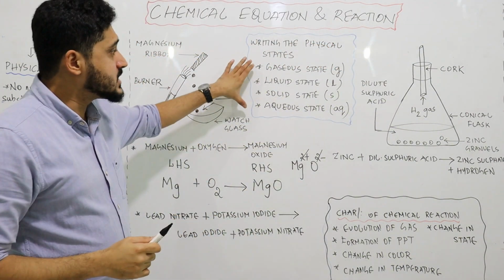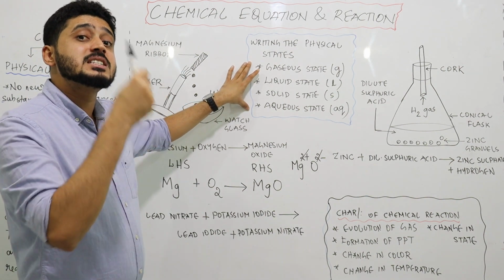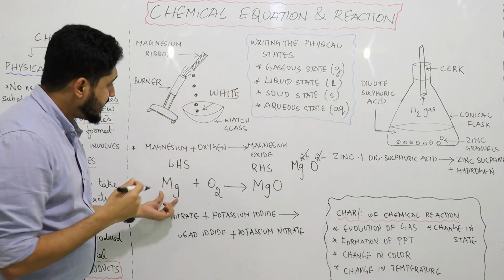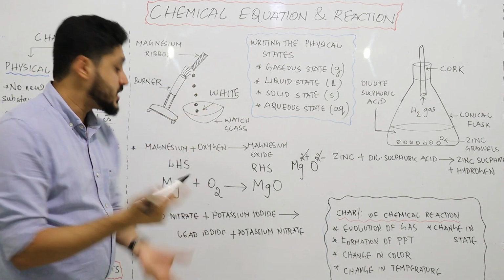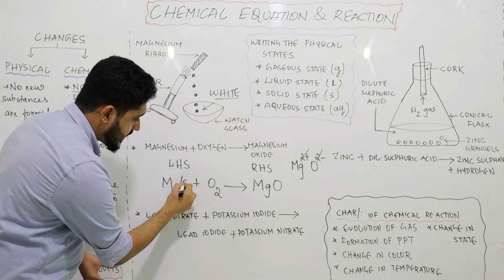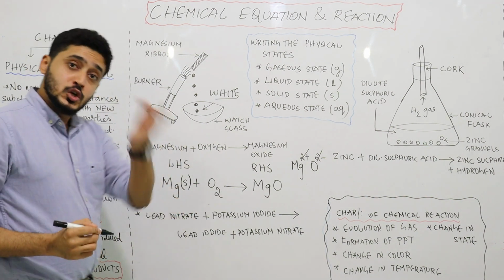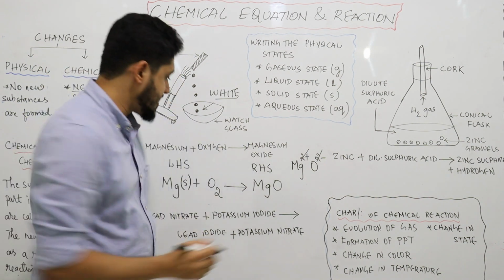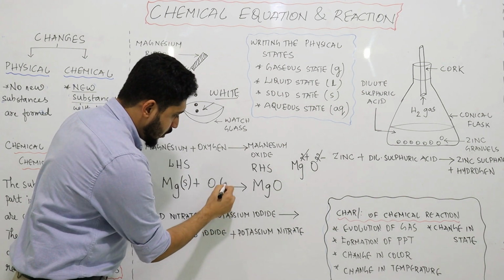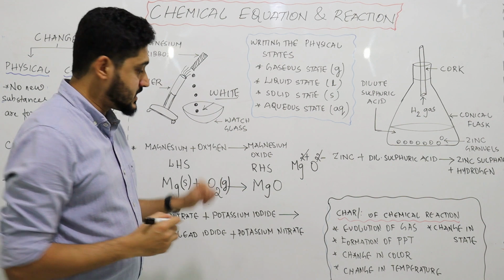These four states represent the physical states of the reactants and products. Now, magnesium is a pure metal. It is a hard metal, so you should write it as a solid. Magnesium should be written as s. You know oxygen is in which physical state? Oxygen is in the gaseous state. So you have to write O2 and put g, indicating that oxygen is in the gaseous state.